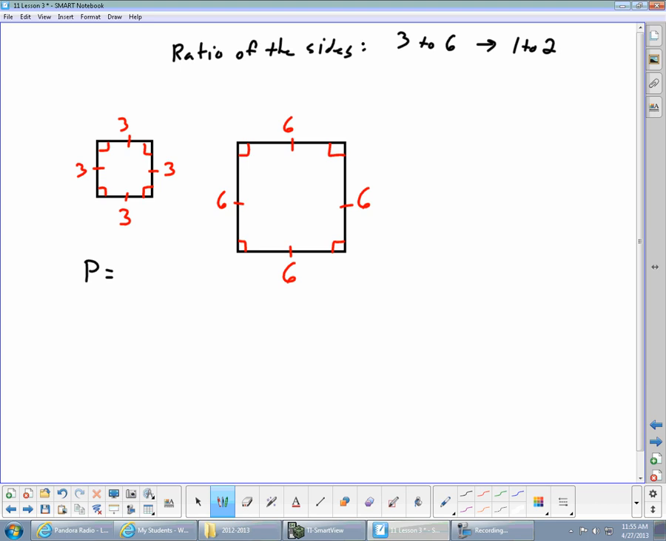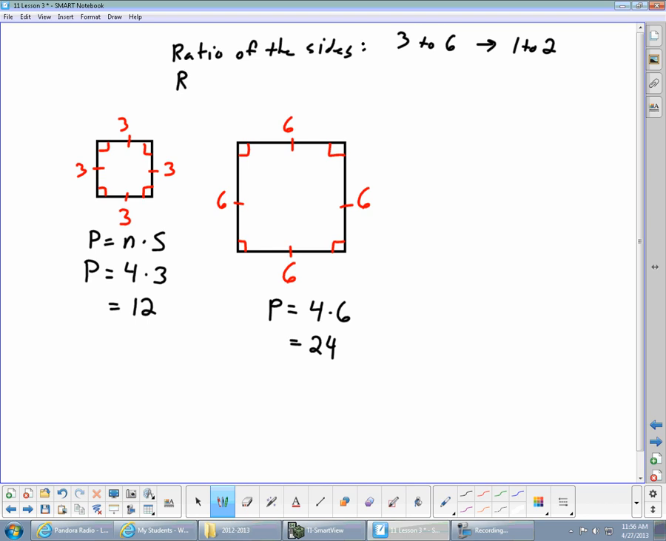Now we come to this first square and we find its perimeter. It's a square, so we can use our little formula that we talked about a little while ago, which is the number of sides times the length of one side. There's 4, because a square is a regular polygon. So we take 4 for the number of sides times 3, the length of one side, and what you get is 12. The perimeter of my bigger square would be n, number of sides, still 4, times 6. 4 times 6 is 24.